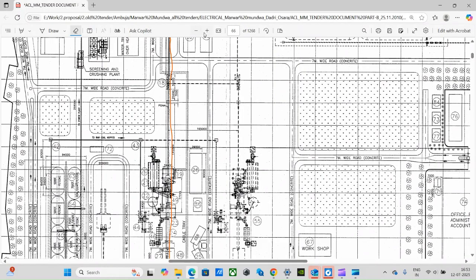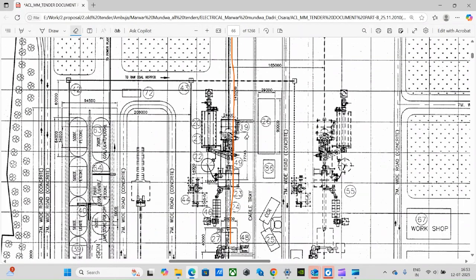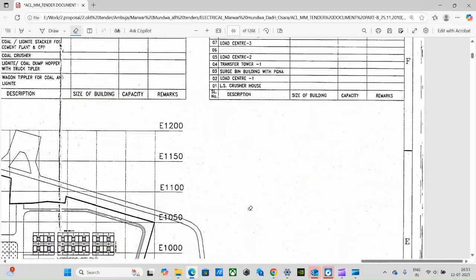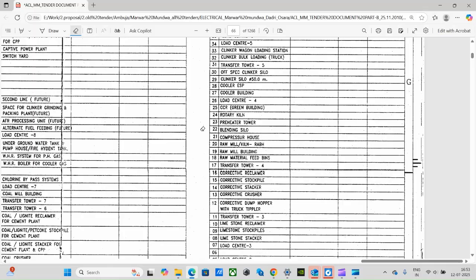For example, let us take this example of 26 and 19. What are these things? We'll go to the legend because we don't know what they are. 19 is raw mill building and 26 is load center 4. So that's how we need to identify all the buildings which are required for the electrical engineers.